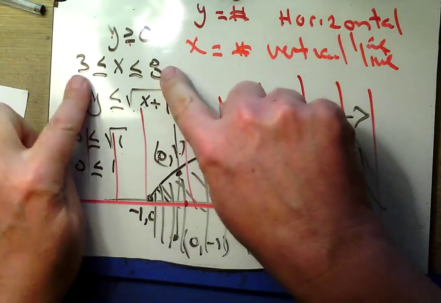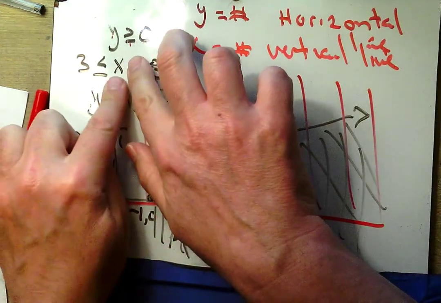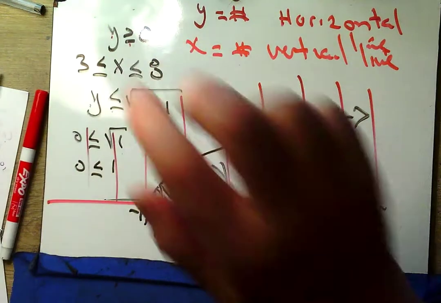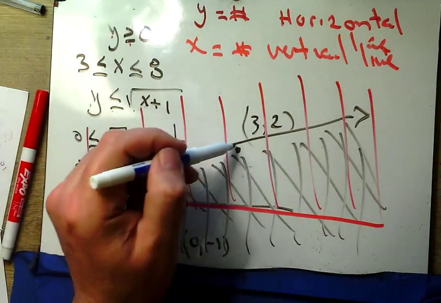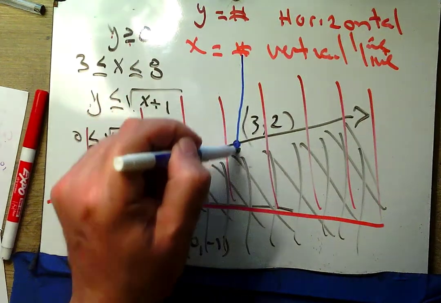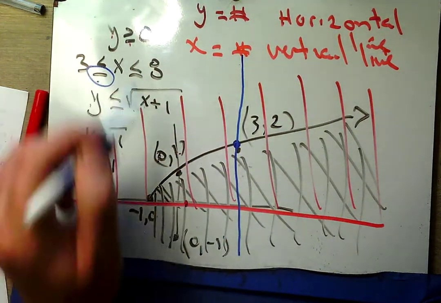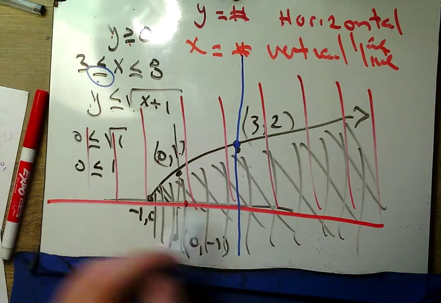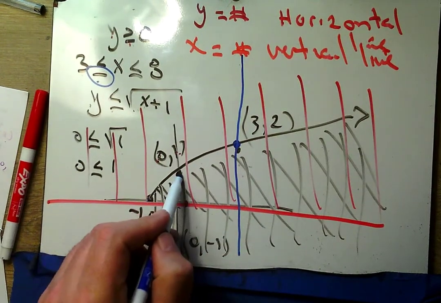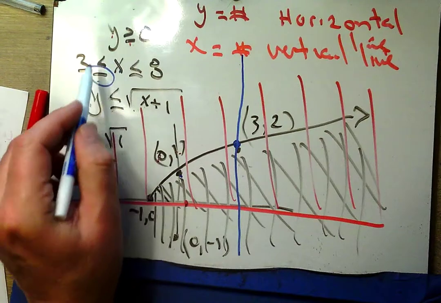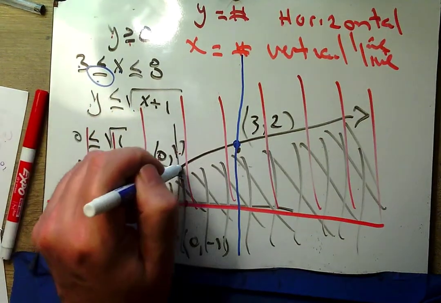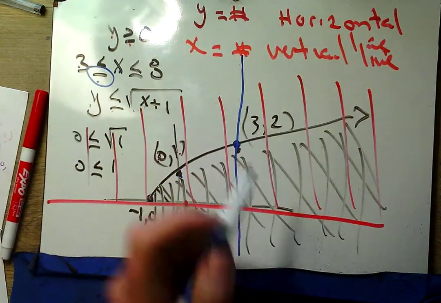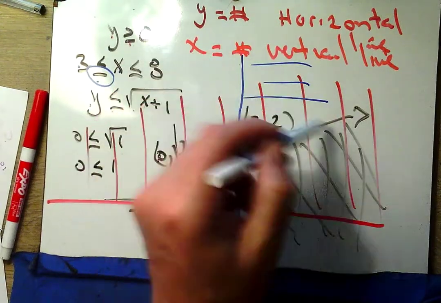Now, what about this? Well, x is a vertical line at 3. So here's 3. Here's my vertical line. Yes, my vertical line is solid. But what side? Well, if I test 0, there's 0. If I test a 0 in there, 0 is not bigger than 3. So this side of that vertical line does not work. So I'm going to shade that away.